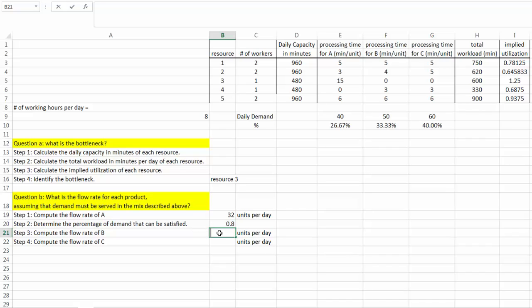The flow rate of product B will be equal to 50 times 80%. That is 40 units per day for product B. And last but not the least, product C, 60 units, but we can only satisfy 80% of them. So we get 48 units per day for product C.